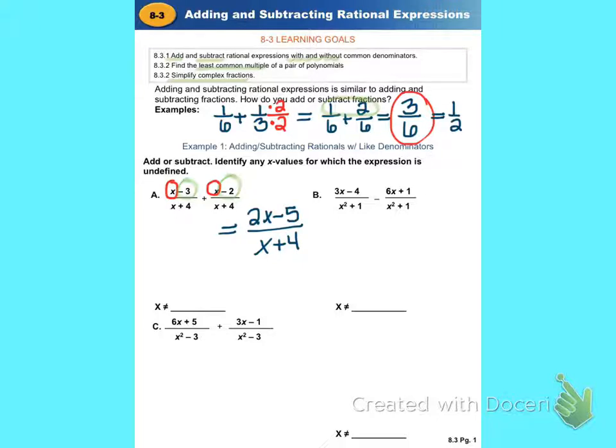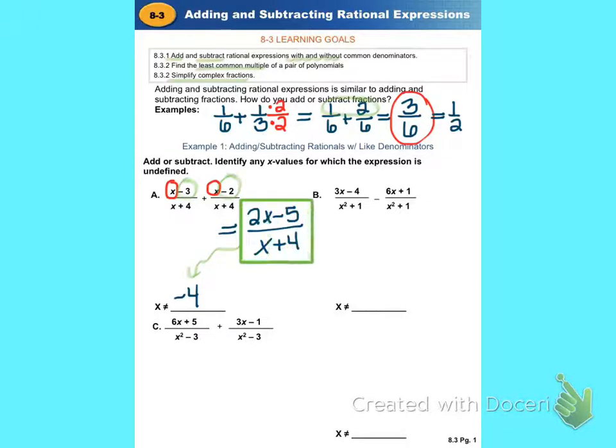So my answer, or my sum, is 2x minus 5 over x plus 4. Now again, in this situation, we want to make sure we clarify which values x cannot have, and so we know that a negative 4 would make the denominator equal to 0, so we want to make sure we exclude that.